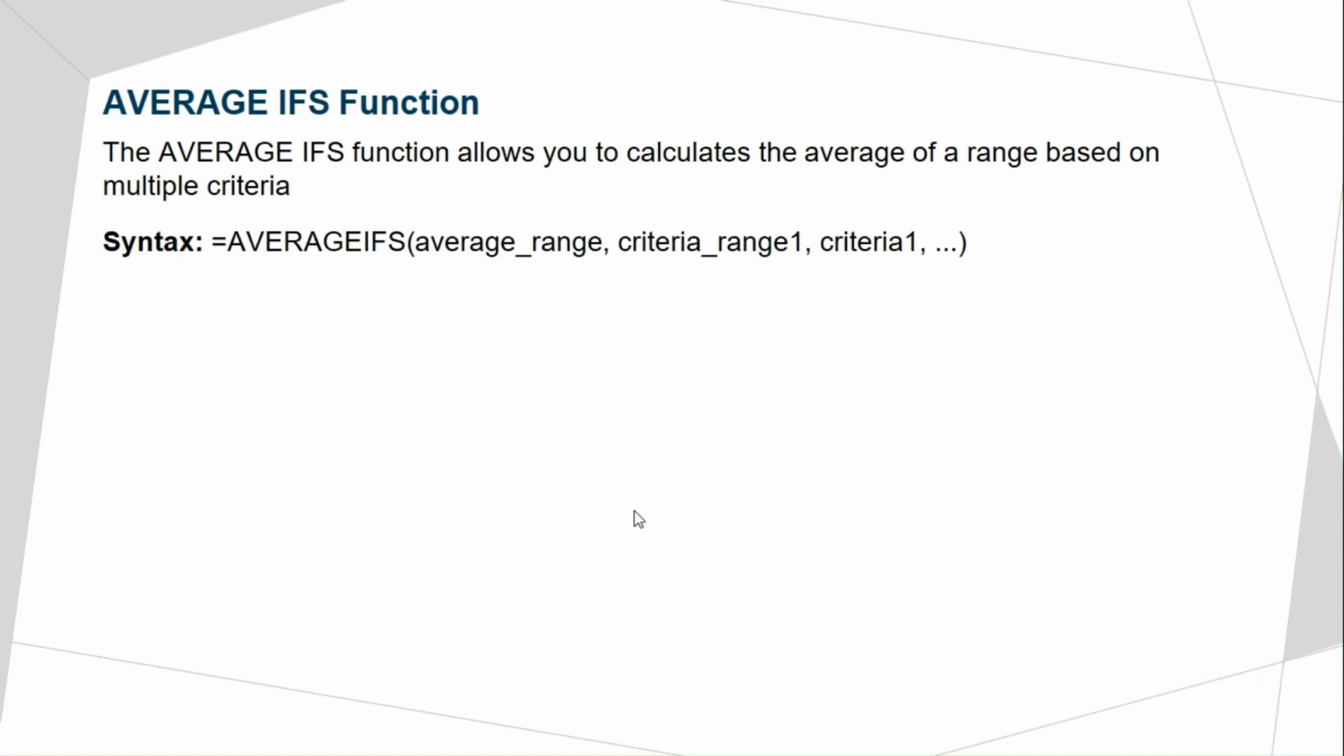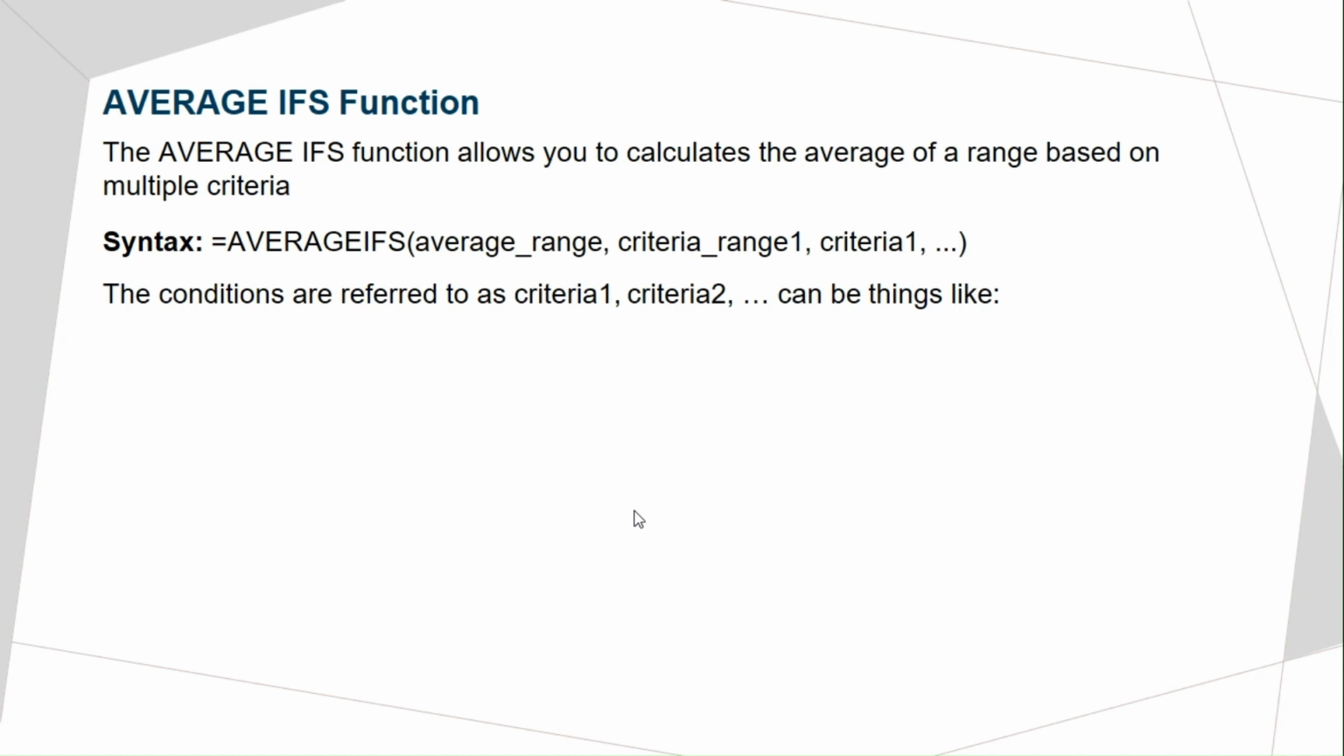The syntax of Averageifs is this. You start by typing your Averageifs function. In brackets, you have the average range. That's where the calculation is going to take place, which is the numbers that you're trying to get the average of. Then the criteria range and the criteria. Because we can have multiple conditions, the list goes on and on. You can have more than one criteria.